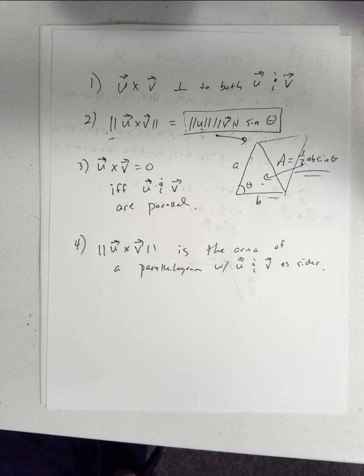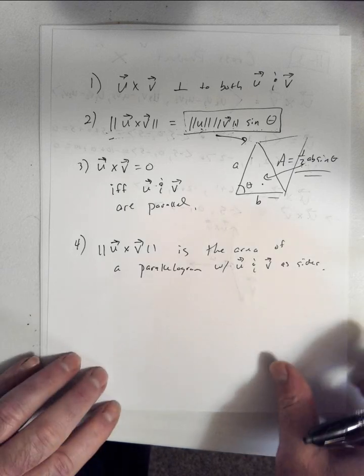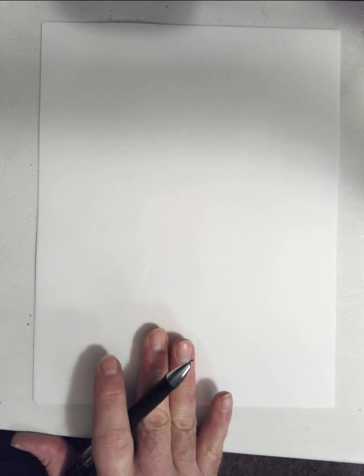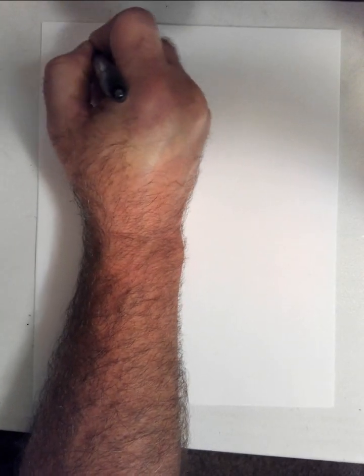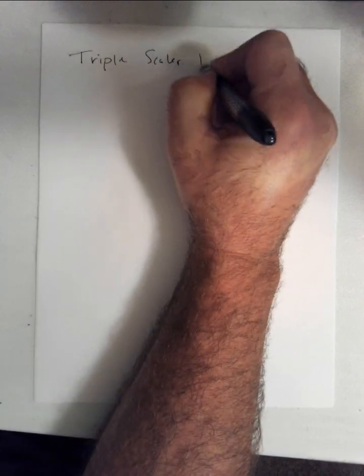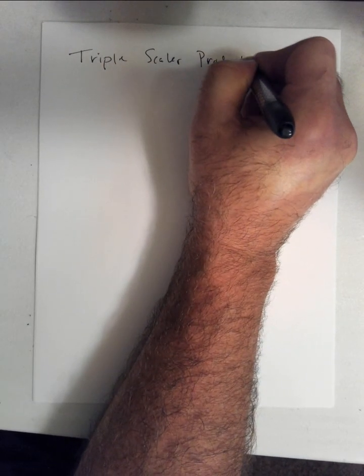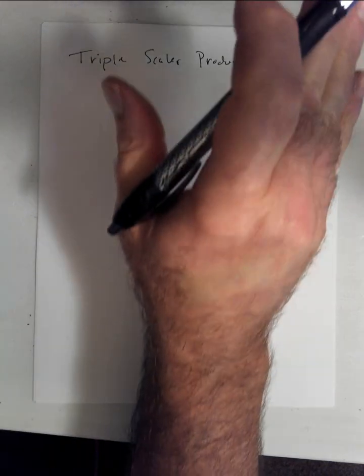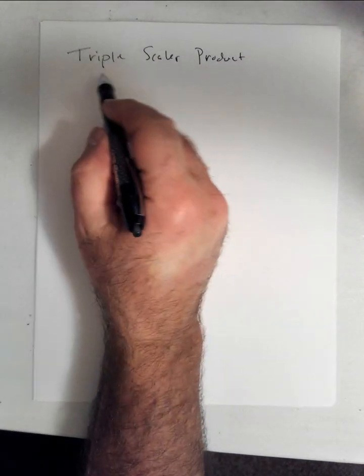So that's kind of the importance of that. There's a couple other real neat things that we're going to talk about here, some more geometry behind the cross product. Something called the triple scalar product. And the triple scalar product is just this.